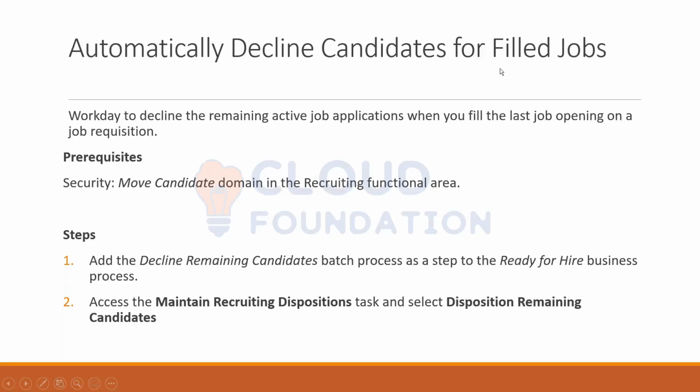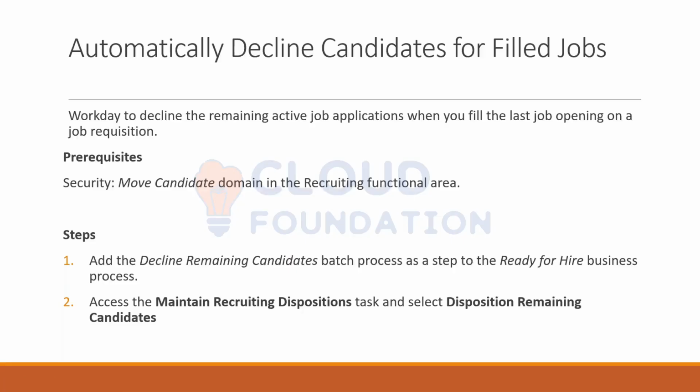Now, the last feature is automatically decline candidates for filled jobs. Let's suppose a lot of candidates are there for one requisition, and if that requisition is filled, then all the remaining candidates will be automatically declined. How can we do that? First of all, the security move candidate domain should be present in the recruiting functional area. You cannot make any changes in the functional area, right? So you have to ask the higher authority, inform them and tell them to include it, only then will you be able to add this feature. It's not your duty to edit this functional area.